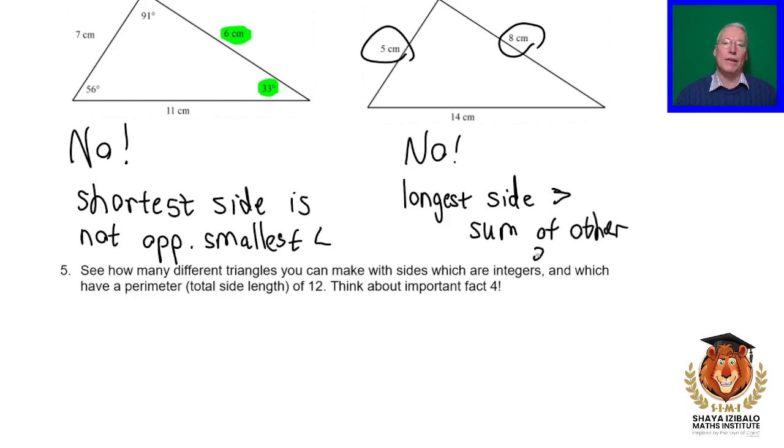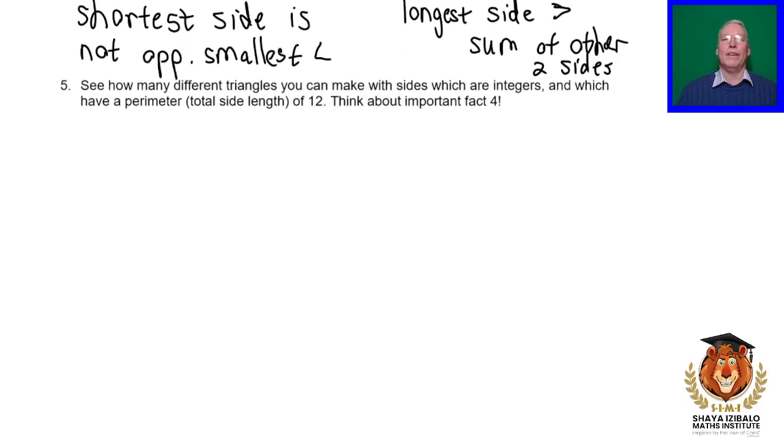This stuff is a little bit extra, which is not normally taught, but I think it's important. This is a nice question. It says, see how many different triangles you can make with sides which are integers and have a perimeter, total side length, of 12. We're going to think about that briefly and then we'll write them down. In fact, there are only three.